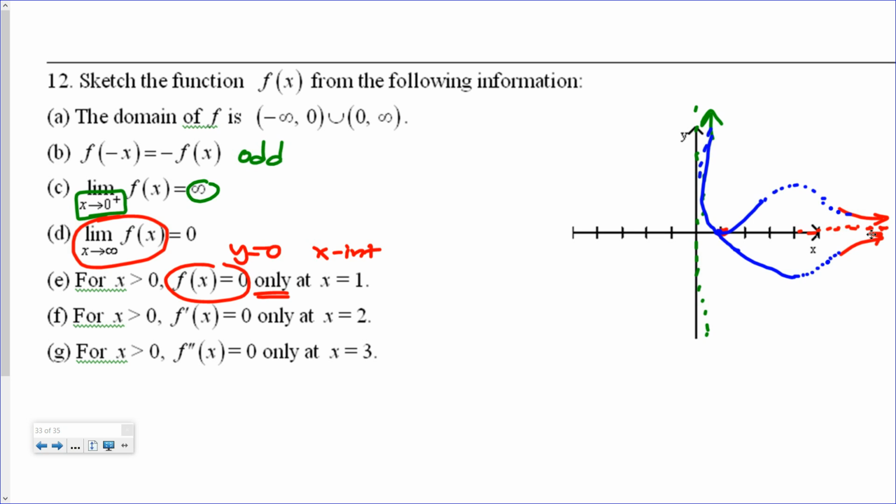Okay, let me add in more things. Here we go. Right here, letter F, it says on the right side of the graph, the derivative is 0 only at x equals 2. That's the only time when the derivative is 0. So it only happens once. One time. The derivative is 0.